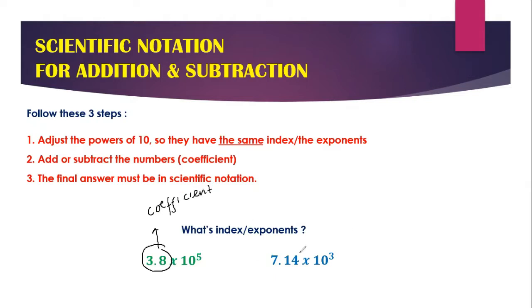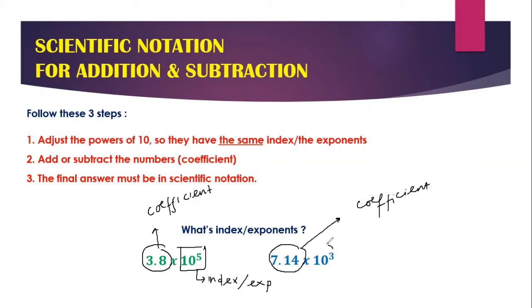The 12 and 7.14 are also coefficients. Clear so far? So what is the exponent or index? 10 to the power of 5 is the index or exponent. And 10 to the power of 3 is also the index or exponent.